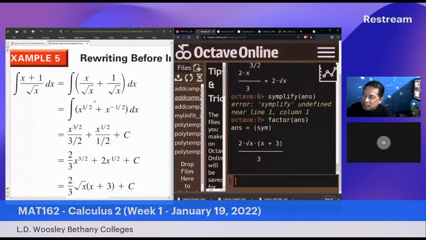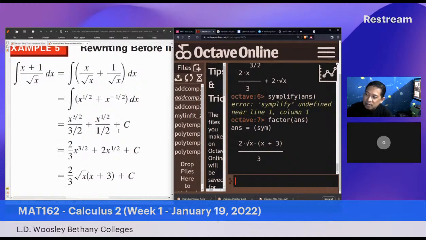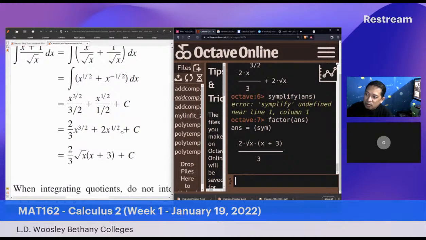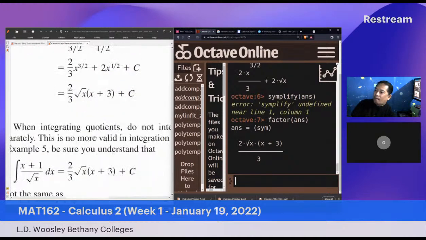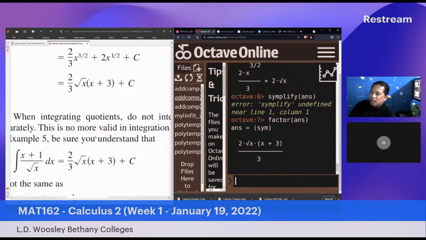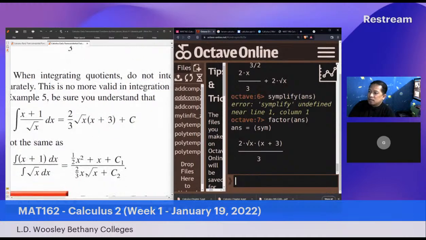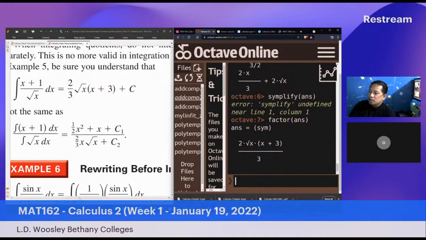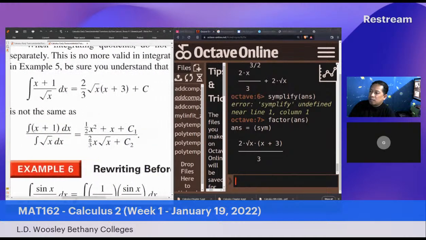So here, inisa-isa, sinimplify. So we get rid of the radical in the denominator and express it into a single variable. So for here, x over square root of x is x raised to 1/2. 1 all over square root of x is x raised to negative 1/2. You do it with the power formula. Okay? And if you simplify, you could simplify afterwards. Alright. Okay, rewriting before integrating.